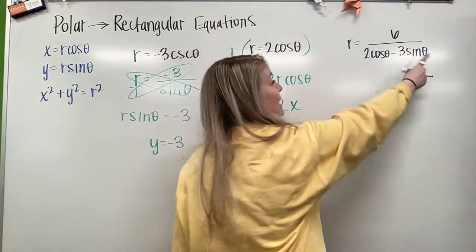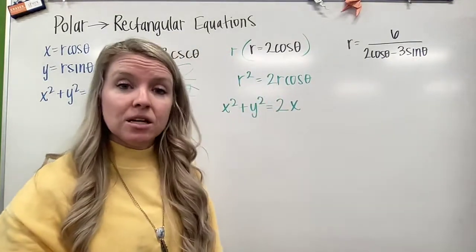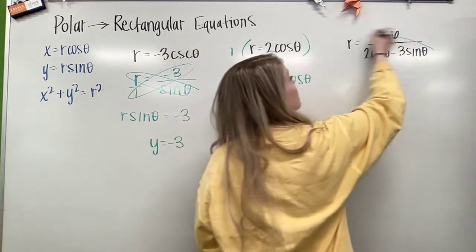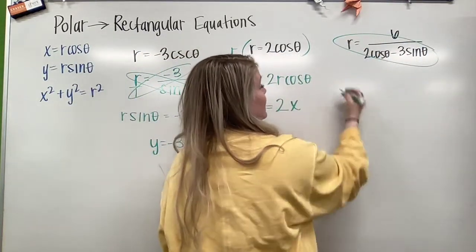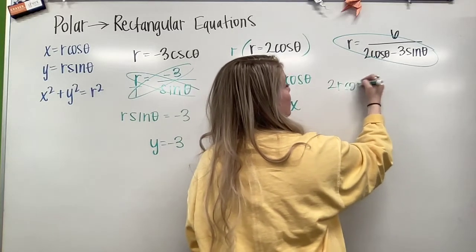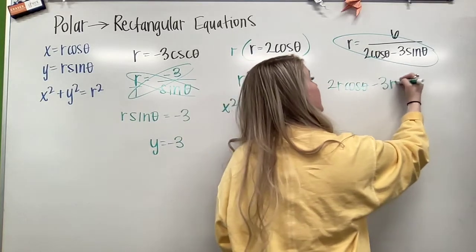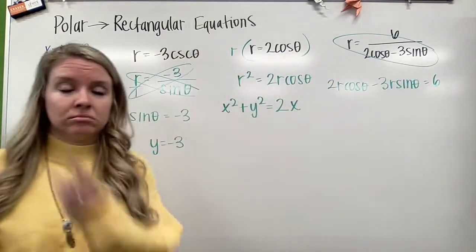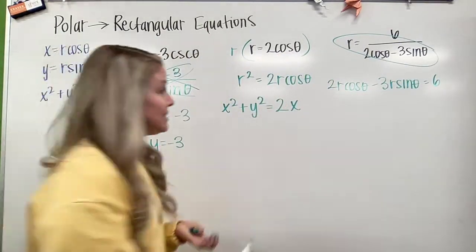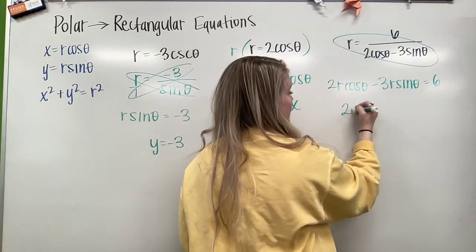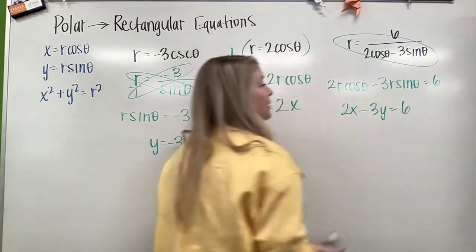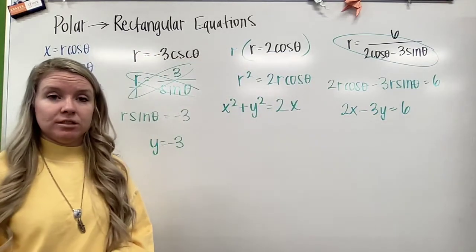Again, we have a cosine and a sine, but we're missing that radius. So what I'm going to do is similar to what I did on the first problem. I'm going to do some cross multiplying here. That's going to end up giving me 2r cosine theta minus 3r sine theta equals 6. Well, that's pretty simple because now I know r cosine theta is x, r sine theta is y, and now I'm in my rectangular equation.